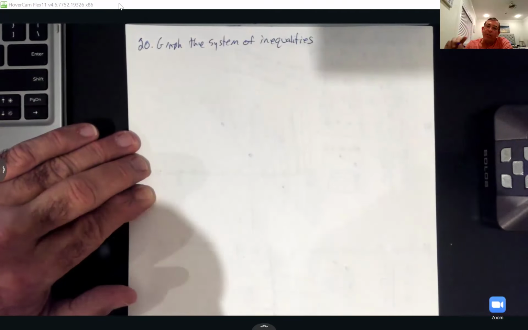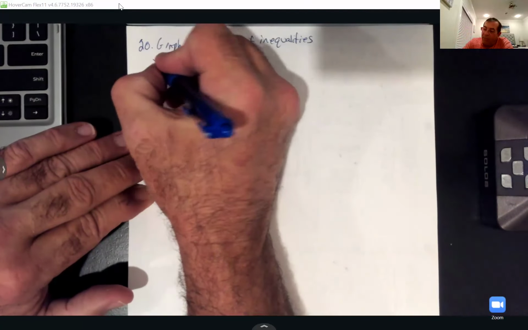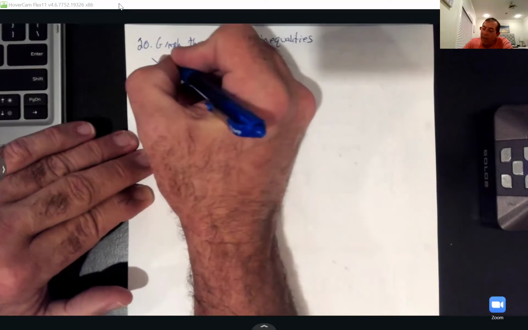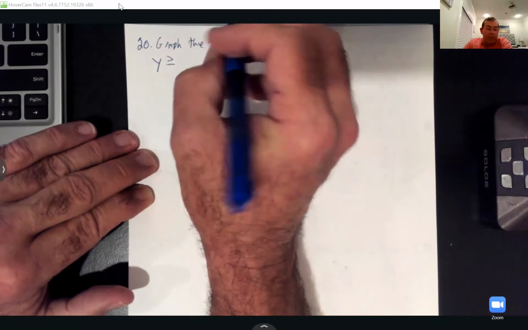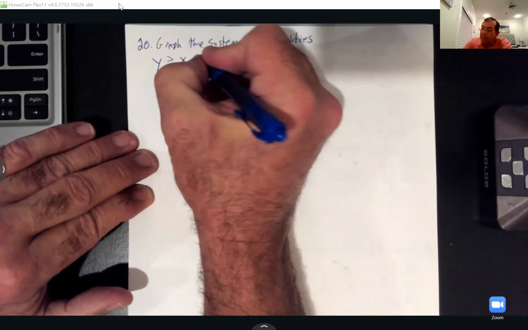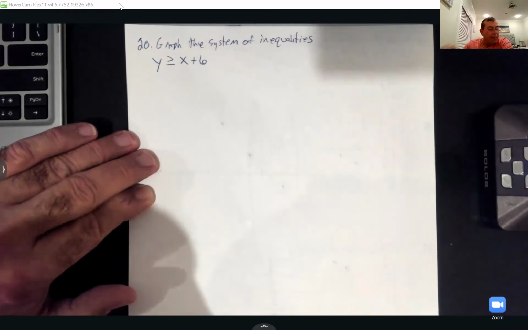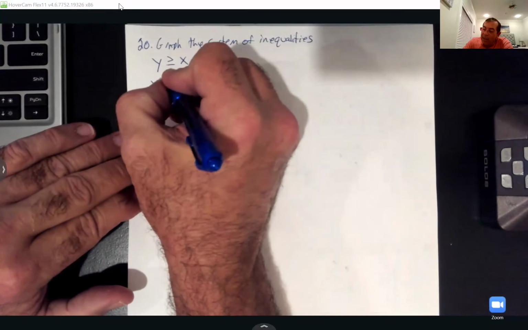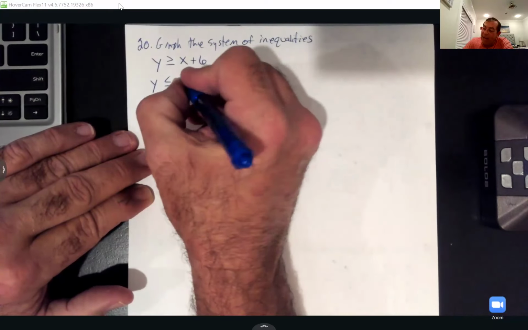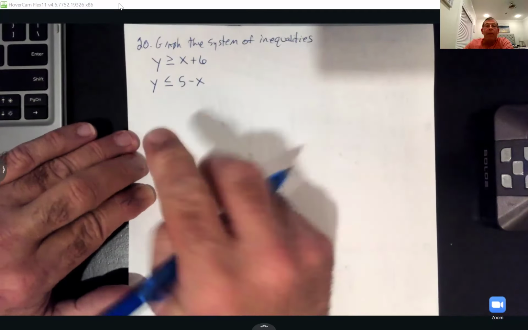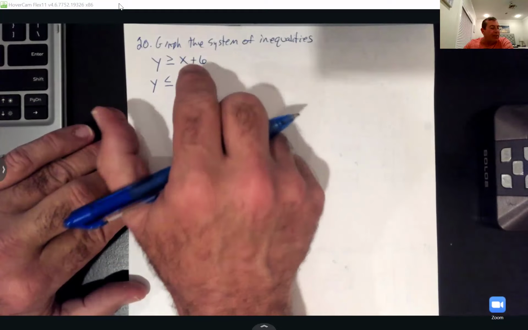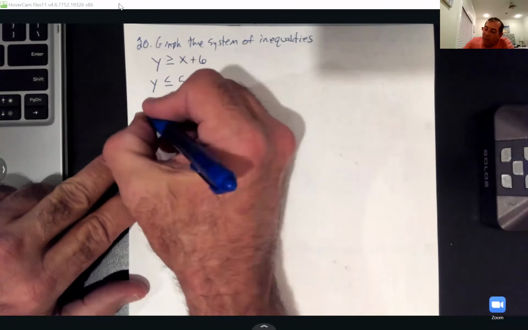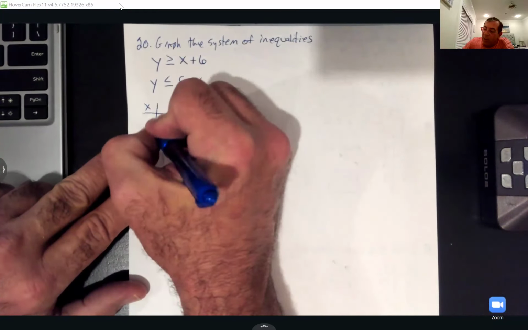Now, both of these will be straight lines when you graph them. So the first one is y greater than or equal to x plus 6. The second one is y less than or equal to 5 minus x. So I got two equations already solved. So I'm just going to make up an x and a y for both of them.